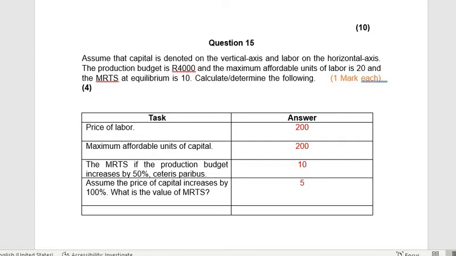Basically what the scenario is telling you is that you have capital on your vertical axis, labor on your horizontal axis. So this is for you to draw a graph if you're a person that likes drawing graphs to calculate these types of things. The production budget is 4,000. The maximum number of labor units you can purchase is 20. So this means that the intercept on your horizontal axis would be 20. And then the marginal rate of technical substitution is 10, which is the slope of your curve.